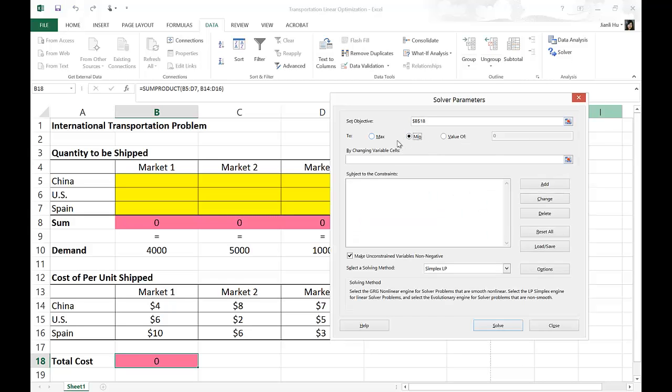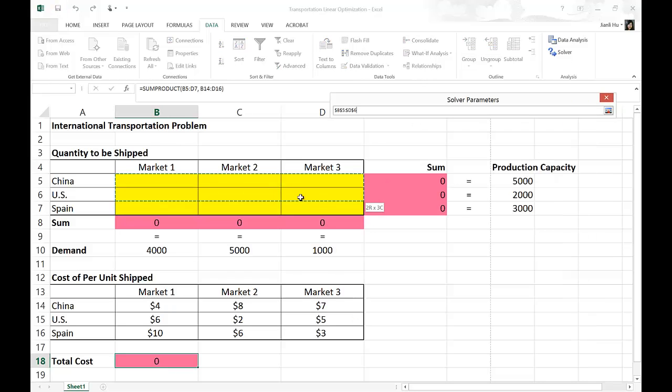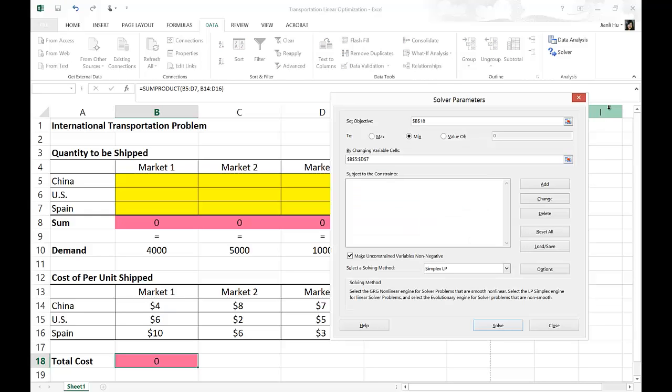So minimize the transportation cost, which I have in cell B18, by changing everything in the yellow. The yellow ones are the cells we can make decisions about. The yellow ones represent how many to ship from each country to each market. We don't know yet. We hope Excel can find out for us.